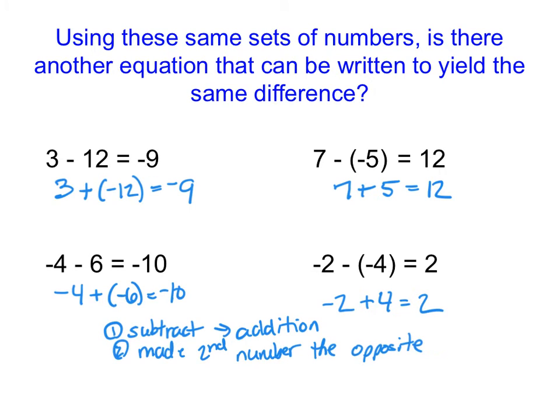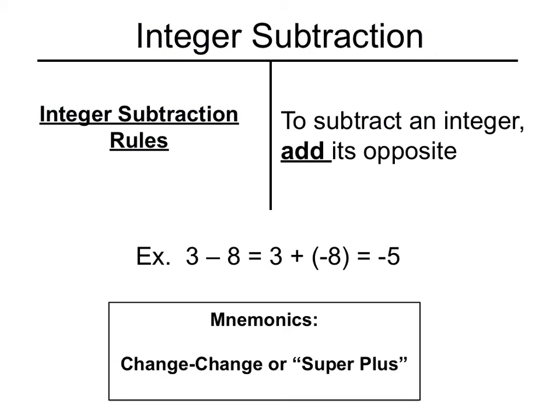Now let's look at some examples. Okay, let's look at the integer subtraction rules. So, to subtract an integer, all you're going to do is add its opposite. So we've already talked about opposites. You know what an opposite is. And you're going to change your subtraction to addition.